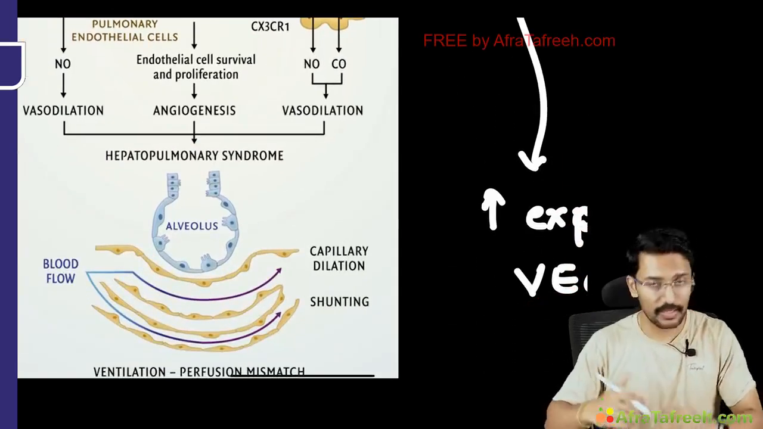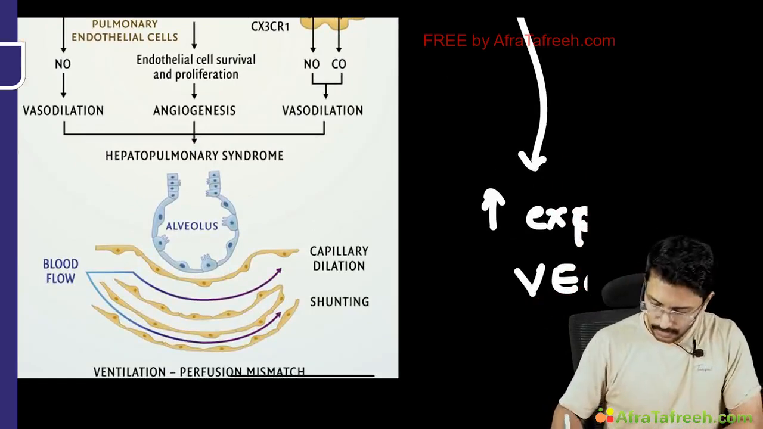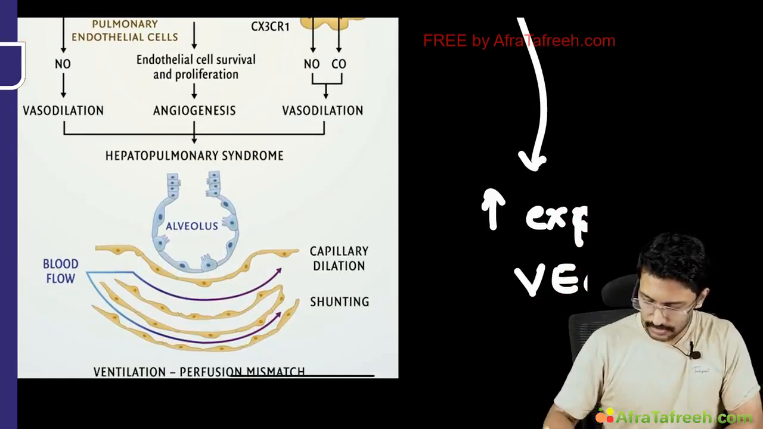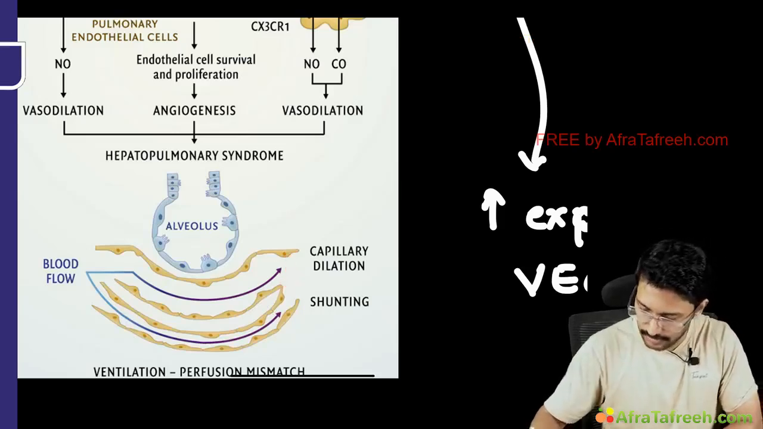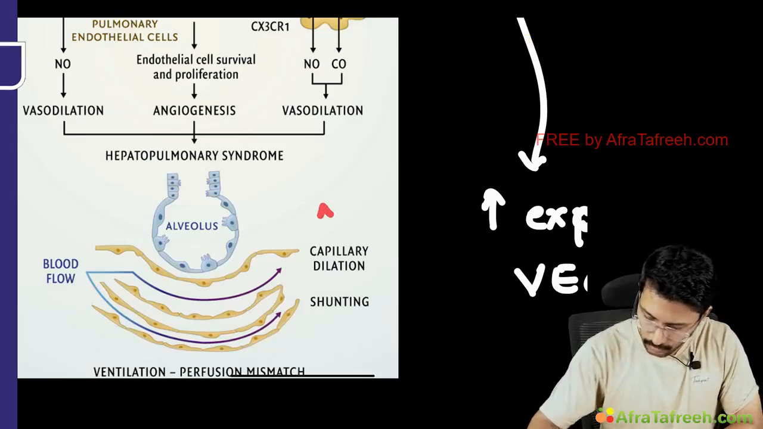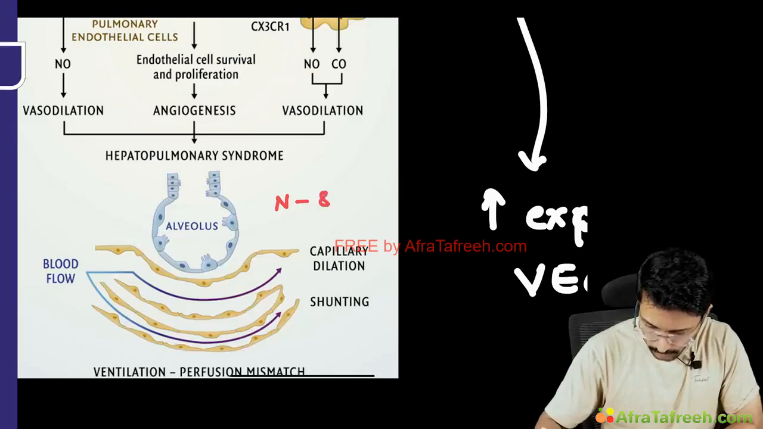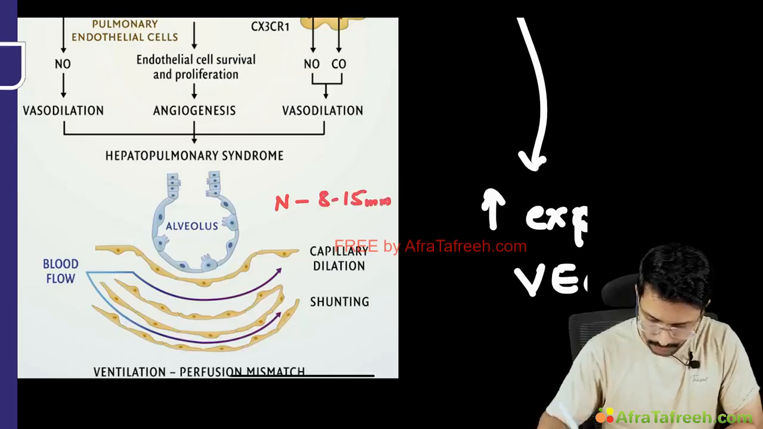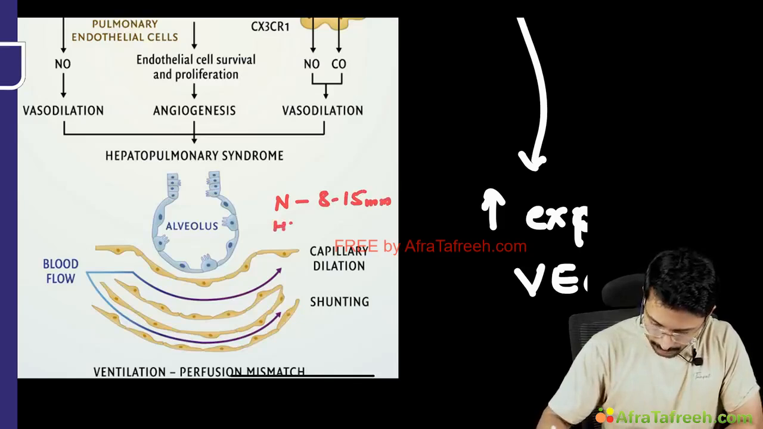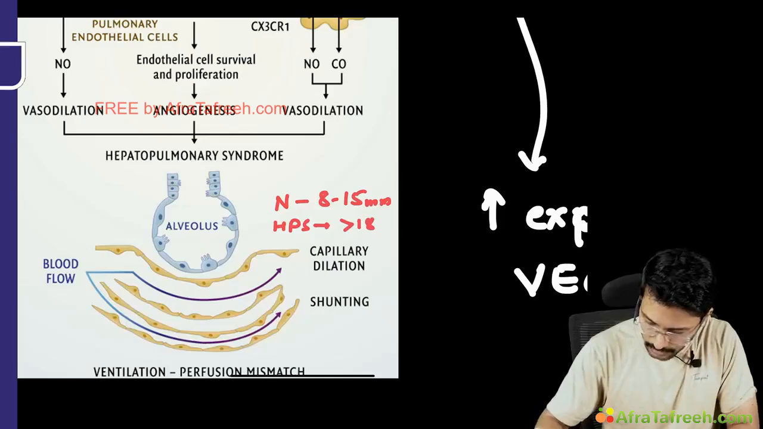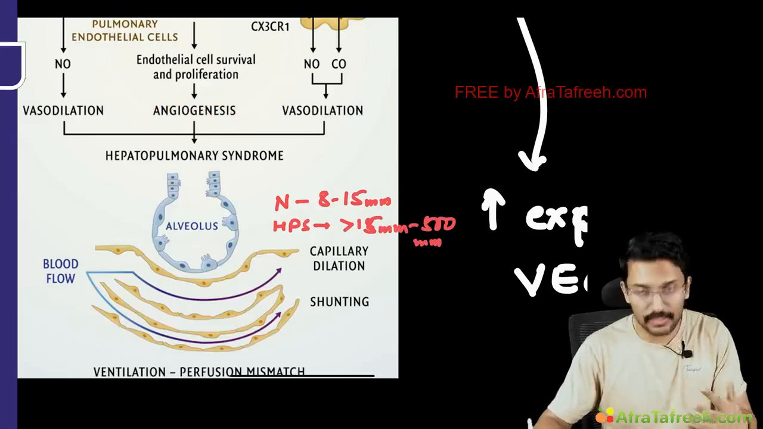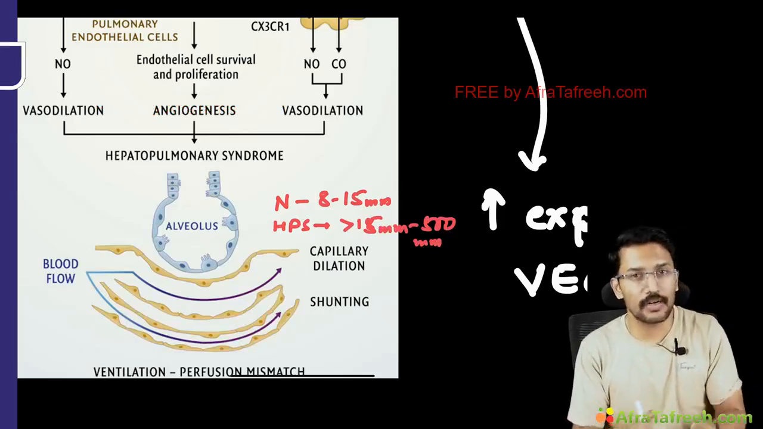Now when we look at this picture, right, everything falls very clear. So what is happening in hepatopulmonary syndrome is there is dilatation of the pulmonary capillaries. So the normal pulmonary capillary diameter is in the range of 8 to 15 millimeters. Okay, but in patients with hepatopulmonary syndrome, this diameter can go anywhere more than 15 millimeters up to 500 millimeters. The average that is seen in most patients in autopsy series is around 100 millimeters.